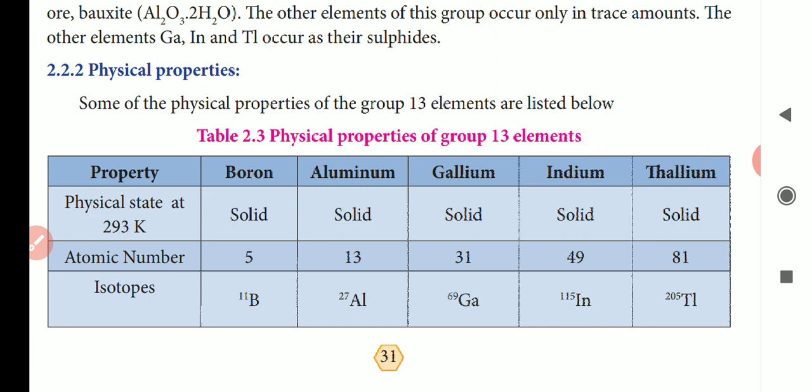What are the physical properties? The state, melting point, boiling point, solubility, the nature, and isotopes. These can all be considered physical properties. First we will discuss some important physical properties of the boron family.